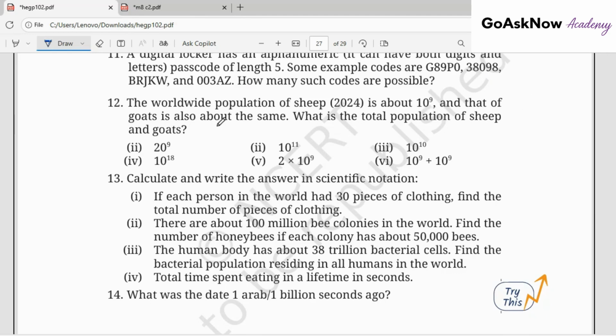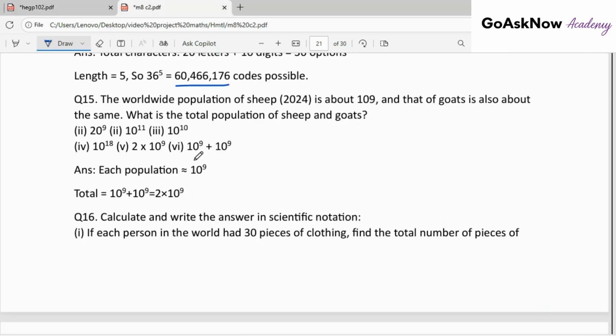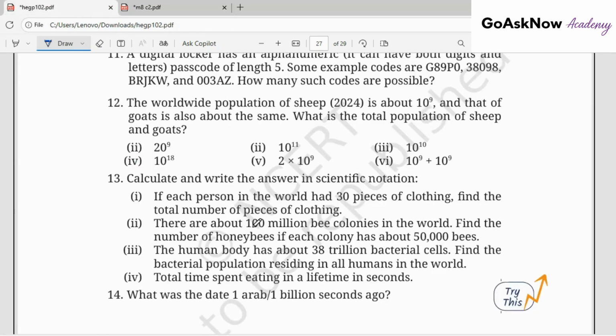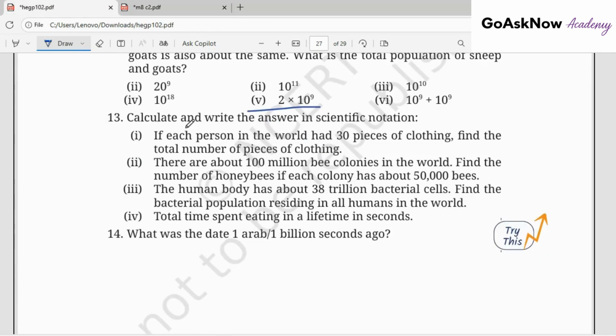That of the goat is about the same. What is the population of the sheep and the goats? Now calculating that each population is 10 power 9. Total 10 power 9 plus 10 power 9 is equal to 2 into 10 power 9, which is the fifth option. The fifth option is correct.